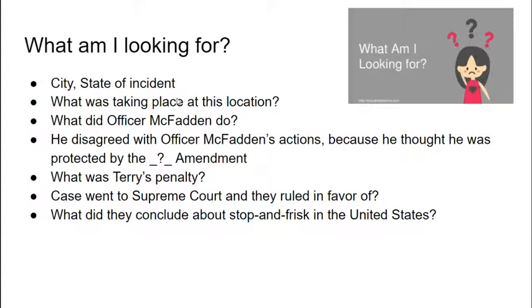So we had an incident. It did deal with the criminal action. It was a Fourth Amendment case. Terry ends up losing, and the Supreme Court's case law that is still in effect is that police can stop and frisk someone that they feel suspicious of.